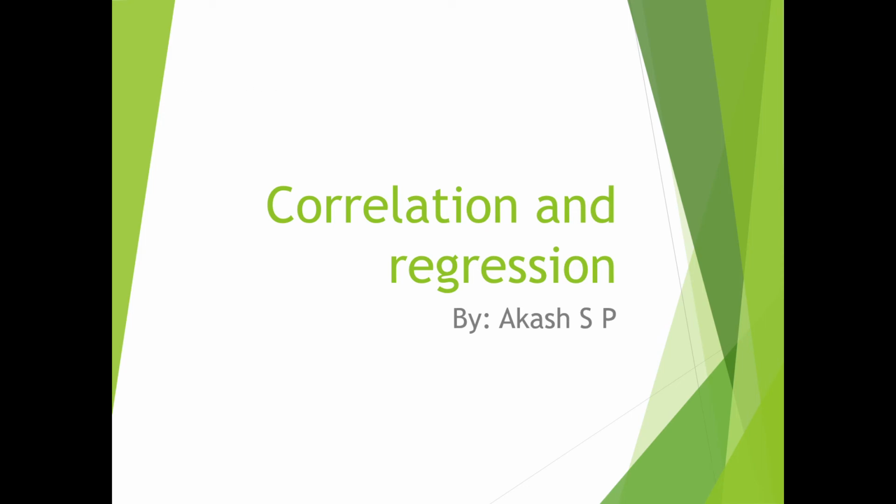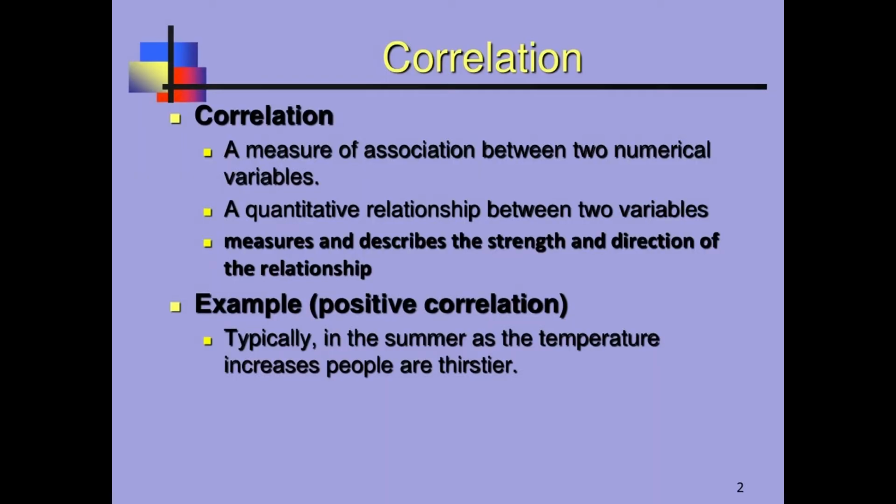Today presenting on a video: correlation and regression. What is correlation? Correlation is a measure of association between two numerical variables, a quantity relating two variables, and it measures and describes the strength and direction of the relationship.